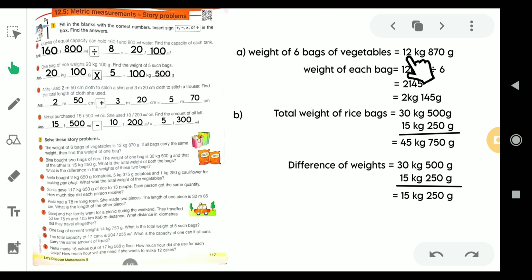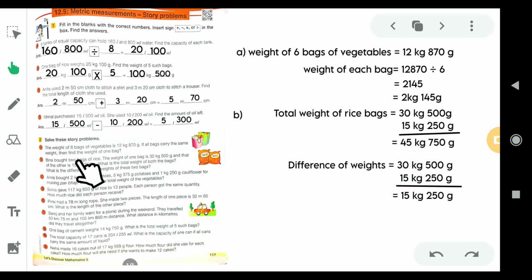So we take the numbers only here, so 12870, and we divide it by 6, and after dividing this number by 6 we would get the quotient, that is 2145. In which the first 3 places would be for gram, and the next digit would make kg. So it is 2 kg 145 gram. So this is the weight of one bag of vegetable, that is 2 kg 145 gram.